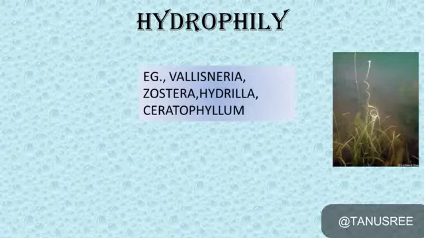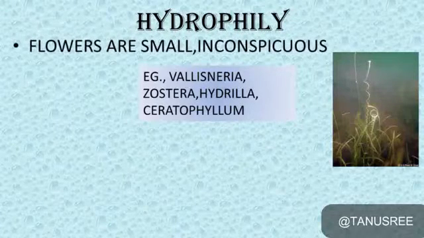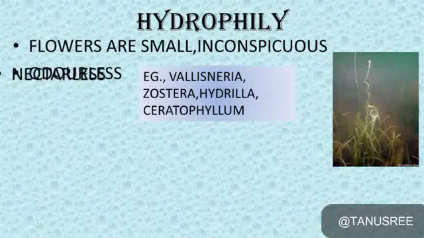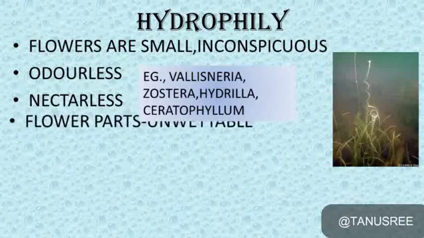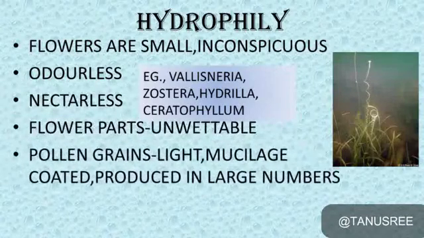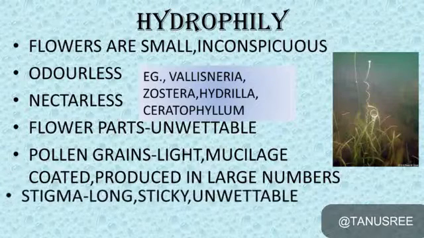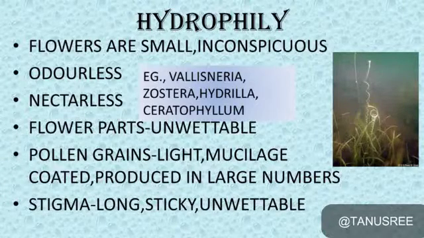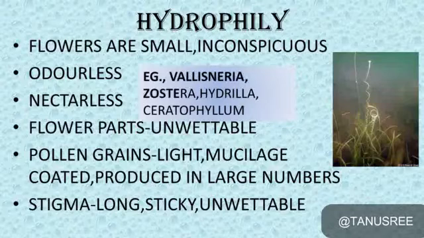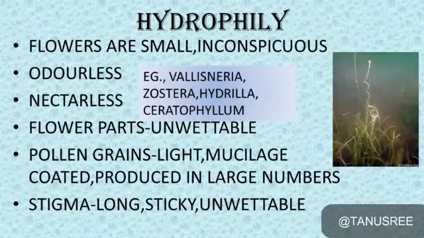Hydrophily is pollination by water. The flowers are small and inconspicuous. They are odorless and nectarless. The flower parts are unwettable. The pollen grains are light, mucilage coated and produced in large numbers. The stigma are long, sticky and unwettable. Flowers have either their pollen or the male flowers floating on or just below the surface of water. Examples are Vallisneria, Zostera, Hydrilla and Ceratophyllum.